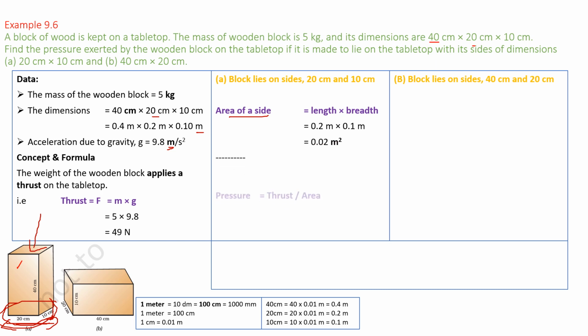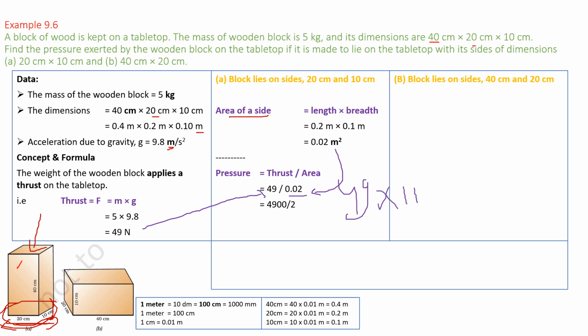Now let's calculate the pressure exerted by this wooden block when it's placed vertically this way. Pressure is equal to thrust per unit area. What is thrust? Thrust we calculated here, 49 newtons. What is the area we calculated here? 0.02 meter square. Now what is the value? I can say 49 into 100 on the upper side, divided by 2. Basically, I am multiplying both numerator and denominator by 100.